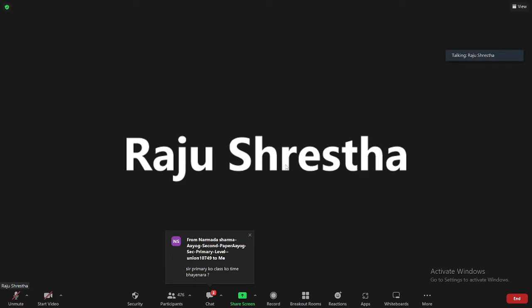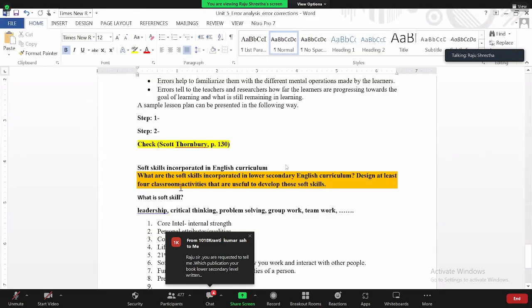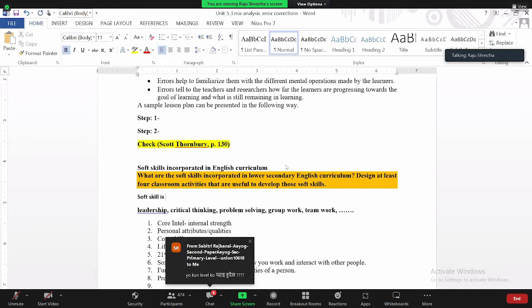Again, I want to show you. This is now. First, you should understand what a soft skill is. Okay, we understand it. Soft skill is the personal attributes or qualities of the learners.